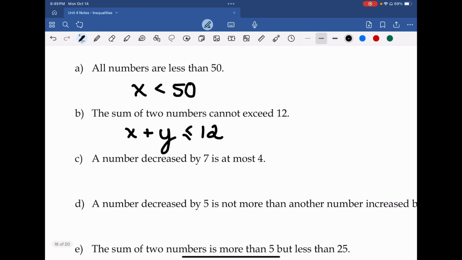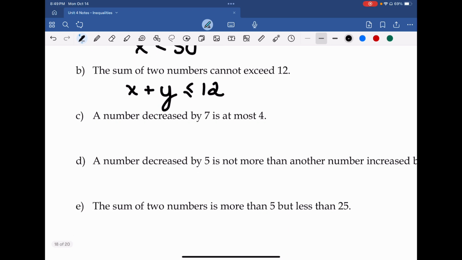A number decreased by 7 is at most 4. Well, another way to write that is x minus 7, which is taking a number and decreasing it by 7. This is at most, meaning less than or equal to the upper bound, which is 4.